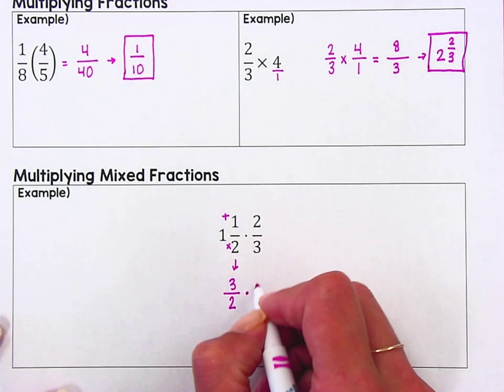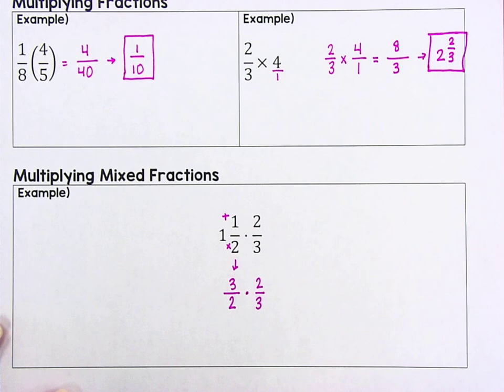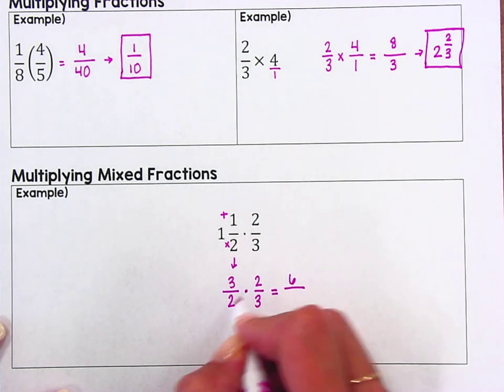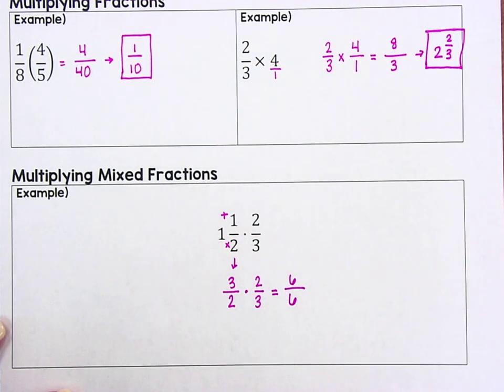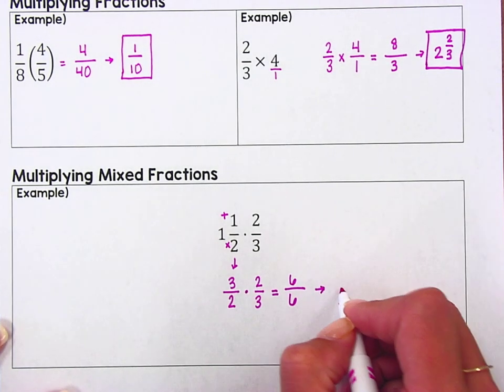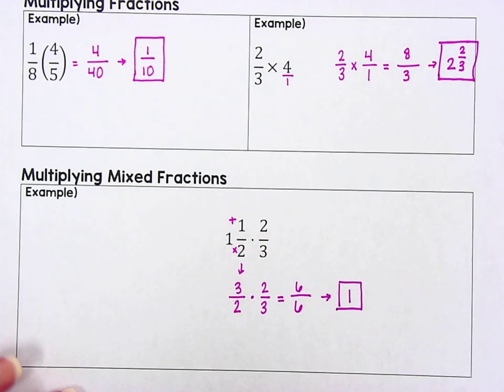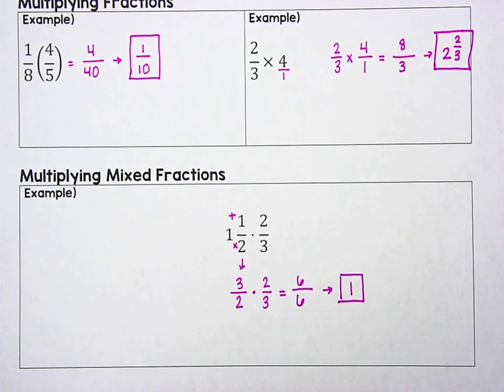So we're going to multiply 3 halves by 2/3. And 3 times 2 is 6. 2 times 3 is also 6. And we know 6/6 can be simplified to 1 whole. So 1 1/2 times 2/3 is equal to 1 whole.